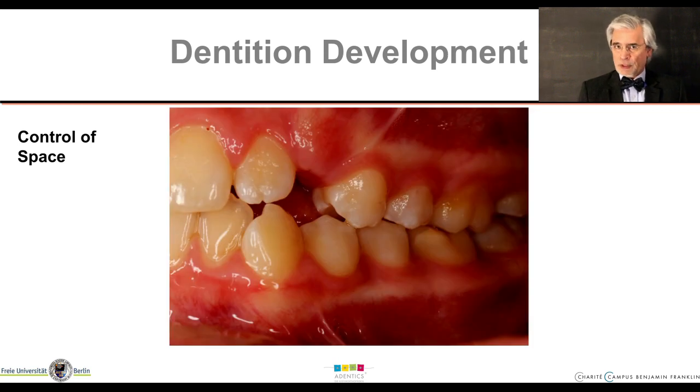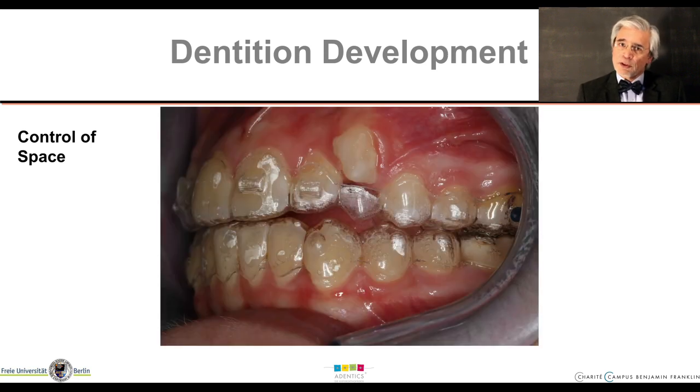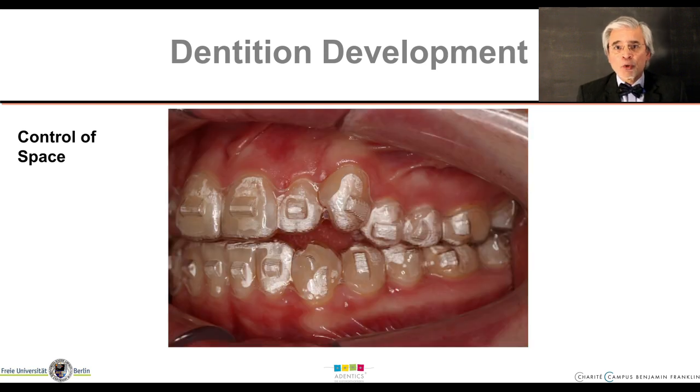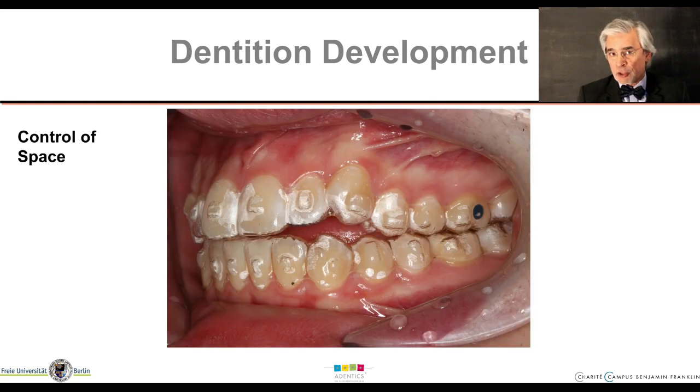And here, we are waiting for the canine. However, it does not have enough space for its emergence in the right place, and rather it would be deviated too far out. So at first we create space for its emergence at the proper place. We are using sequential aligners in order to move the upper front teeth forward a bit. And then we catch the erupting canine and lead it to its proper position in the dental arch.